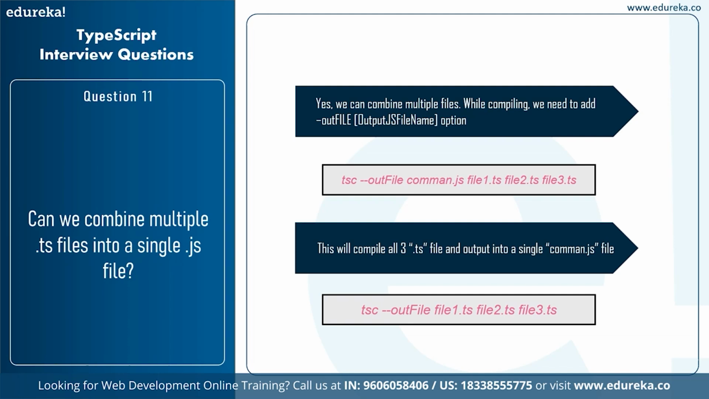Now if you don't provide an output file name, file2.ts and file3.ts will be compiled and the output will be placed in file1.ts. So now file1.ts will contain all the JavaScript code. So this was the method of combining multiple files into a single .js file.